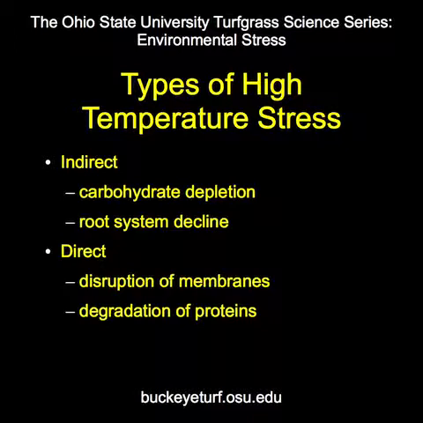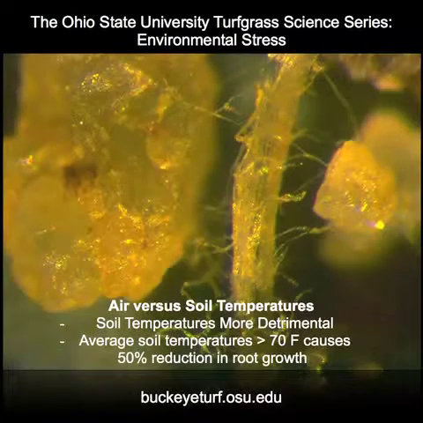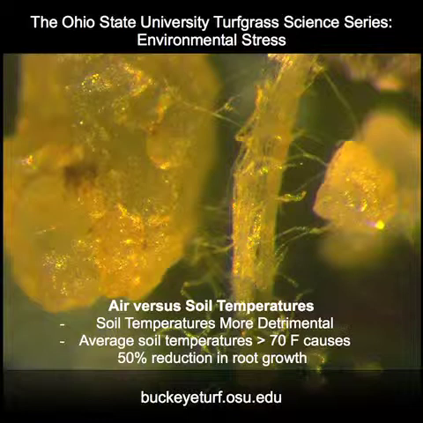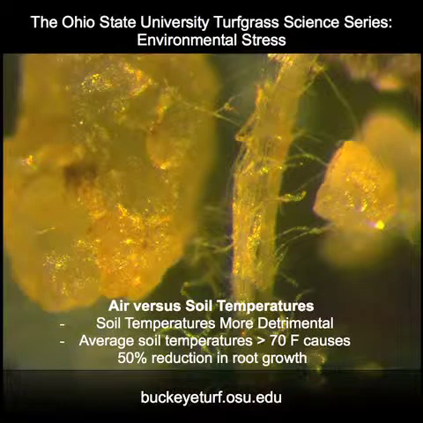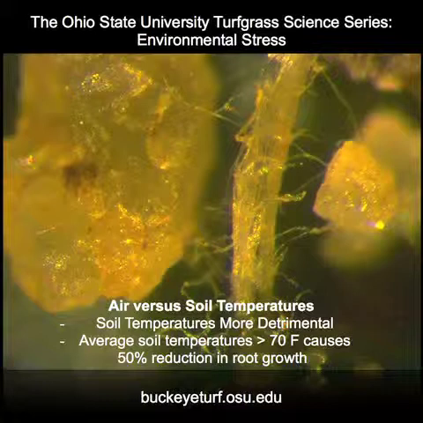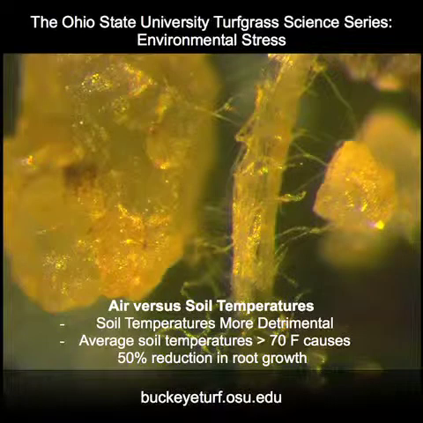Direct or acute temperature stress occurs at supraoptimal temperatures that are lethal to the plant through the disruption of cellular functions. Soil temperatures above the optimum are more detrimental than air temperature. When average daily soil temperatures exceed 70 degrees Fahrenheit, 50% or more of the root system of a cool season turfgrass can be lost.